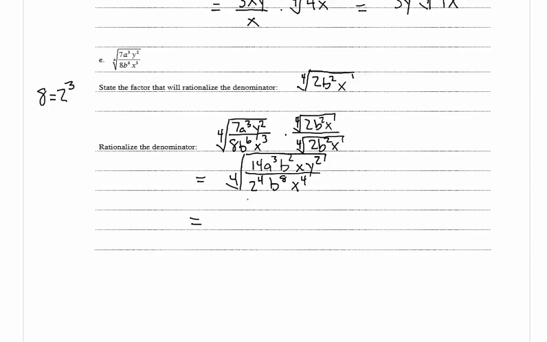And now we can take everything out of the denominator because they're all perfect fourth roots. And we're going to have 1 over, we can take a 2 out, we can take 2 factors of b out, and 1 x out, and then we're left with the fourth root of 14 a cubed b squared x y squared.